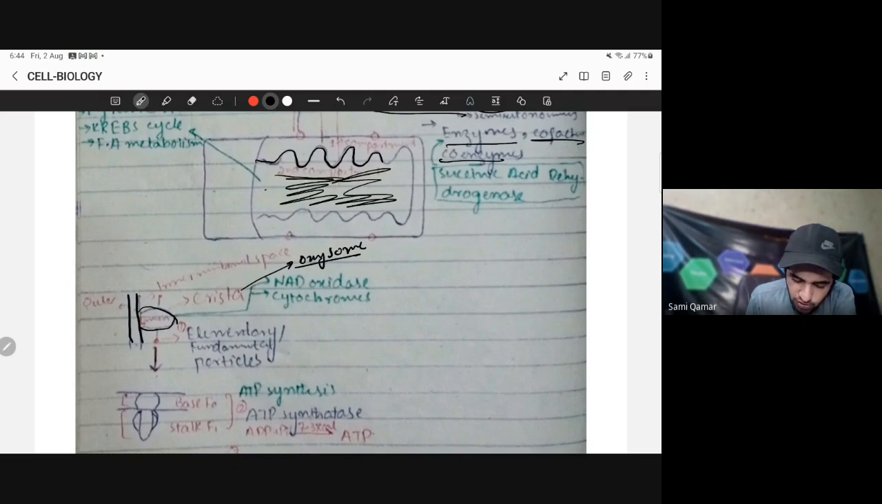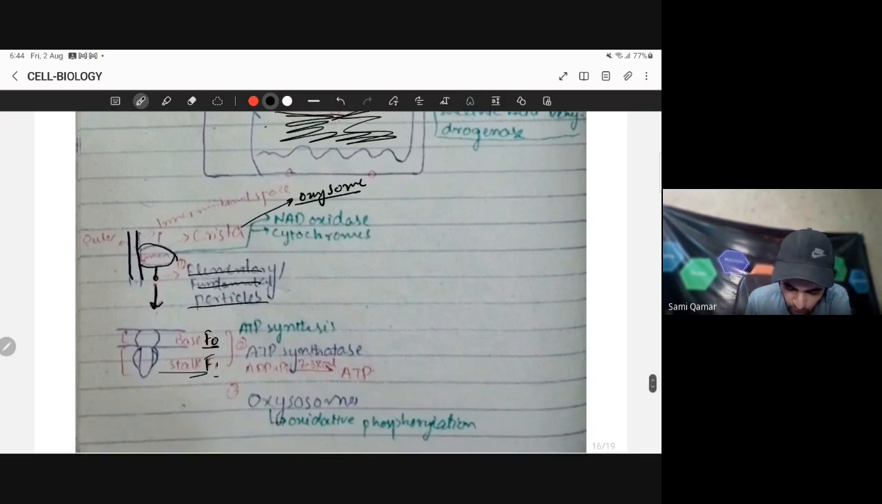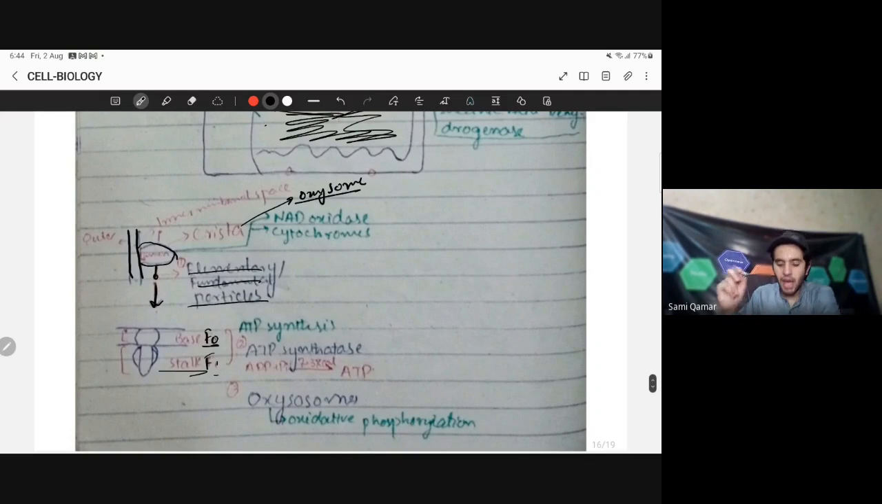Oxysome. So Christie has elementary or fundamental particles known as F naught or F1 particle. This is just the zoom variant. This is the elementary particle F1 F naught particle, the zoom variant of the F naught particle. See here, the base is known as F naught and the stalk is known as F1. So ATP synthesis will be happening on these F1 F naught particles.